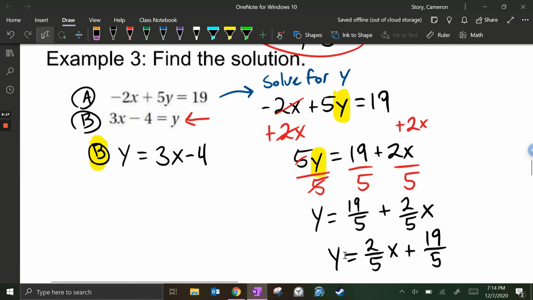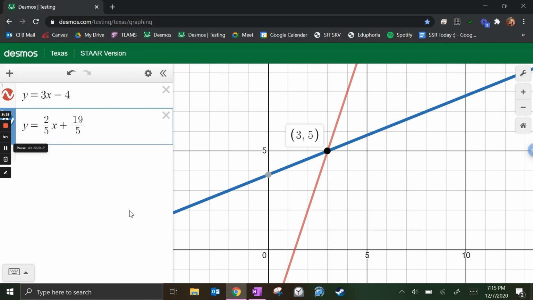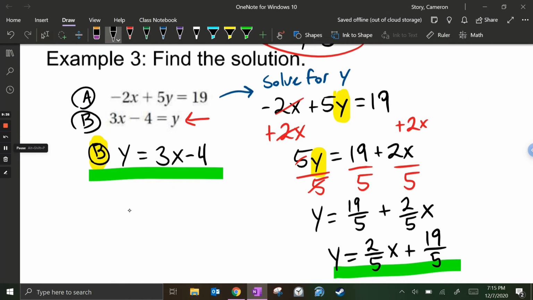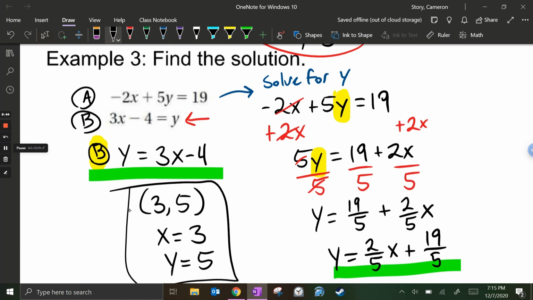So I'm comparing equation A, which has now been simplified, and equation B, which is right here. After we graph these two equations on Desmos, we see that they intersect at 3, 5, where x is equal to 3 and y is equal to 5. Okay, sometimes graphing is the best option. I think on the next example, we're going to try something else though.